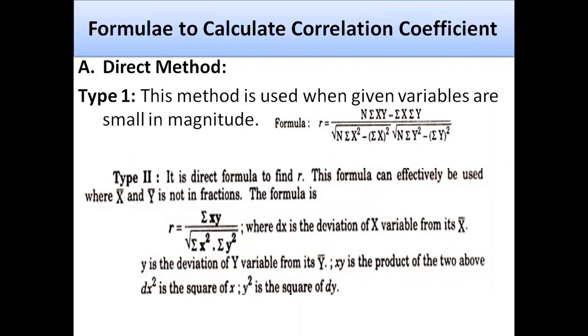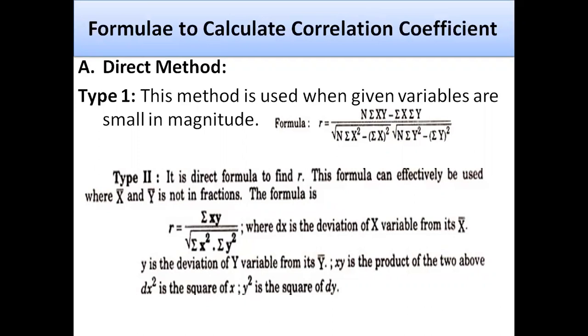Sigma xy: we multiply x and y and get the value of sigma xy. Then minus sigma x into sigma y, meaning individually we also do the summation of the x and y variable values, divided by the square root of n sigma x square minus sigma x whole square, and another square root of n sigma y square minus sigma y whole square. So this is the direct formula to calculate the correlation.